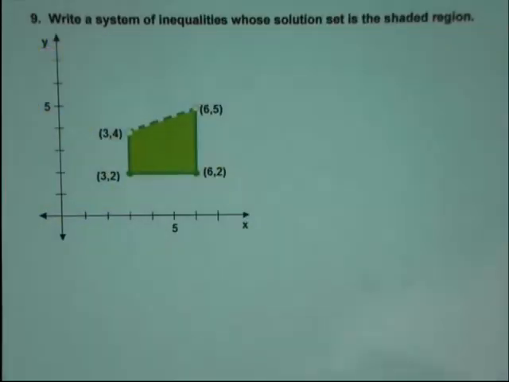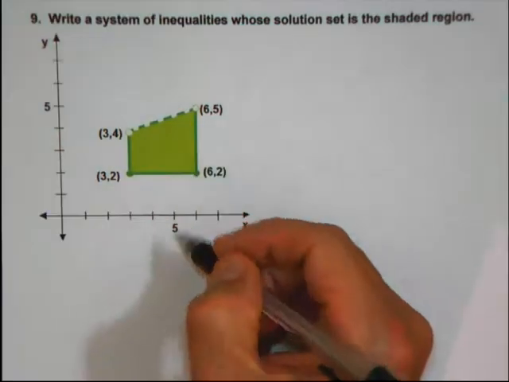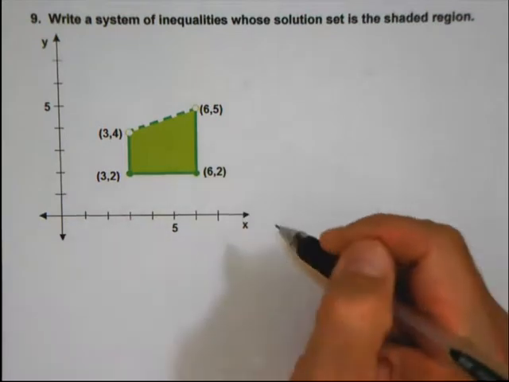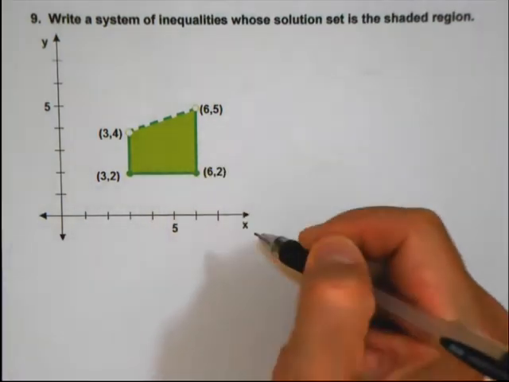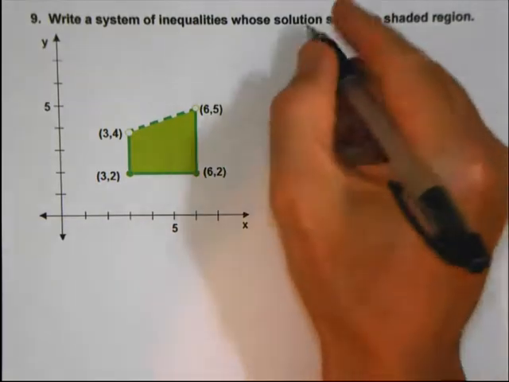Exercise 9. Write a system of inequalities whose solution set is the shaded region. Okay, as we look at this shaded region, it's a quadrilateral, a trapezoid actually, but what's interesting also is that it is convex.